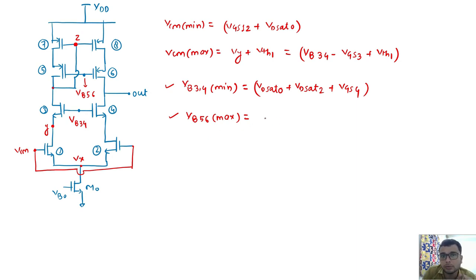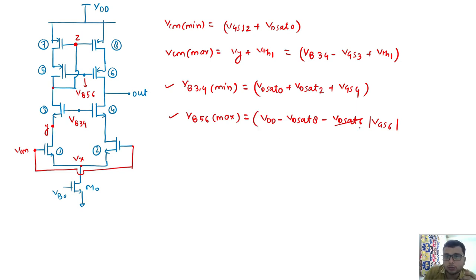And what is the max value? It is VDD minus overdrive of transistor 8 plus overdrive of transistor 6, so overall minus, sorry, not 6, here is a mistake. Instead of this I will write VGS 6. So the maximum value of V56 is defined.